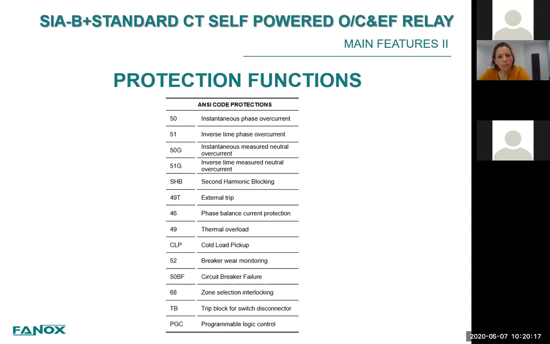The protection functions provided with this relay are our overcurrent and earth fault protections, but also second harmonic blocking, external trip, phase balance to analyze the imbalance that can occur in the installation, thermal overload, low load pickup, breaker monitoring, circuit breaker failure, zone selection interlocking just to make the selectivity, trip lock for switch disconnector, and the necessary programmable logic to configure the LEDs, the outputs, and the inputs to signal the requirements from any user.